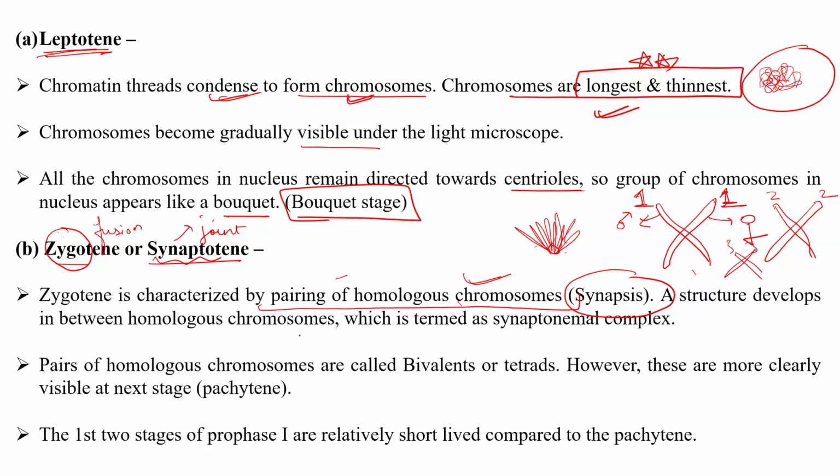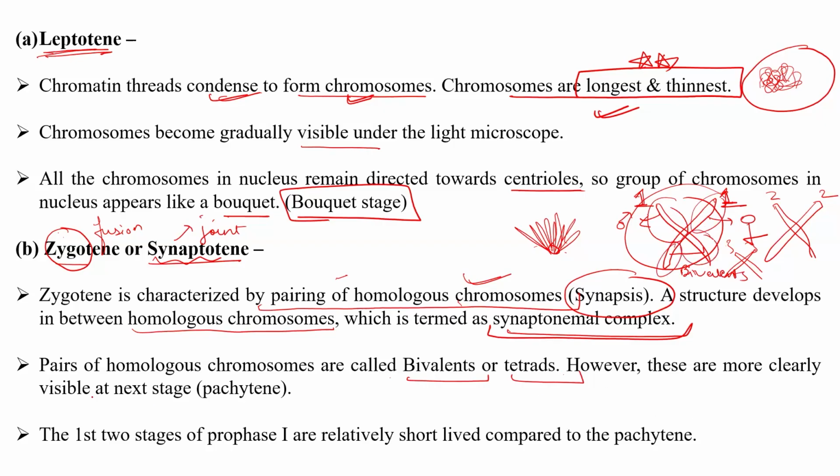homologous chromosomes. A structure develops in between the homologous chromosomes, which is termed the synaptonemal complex. So the structure which is developed by the fusion of these 2 homologous chromosomes is known as the synaptonemal complex. And the pair of homologous chromosomes are called bivalents or tetrads. So you can see here, these are called bivalents, or they may be called tetrads because of these 4 arms, right? So they are more clearly visible at the next stage, pachytene.